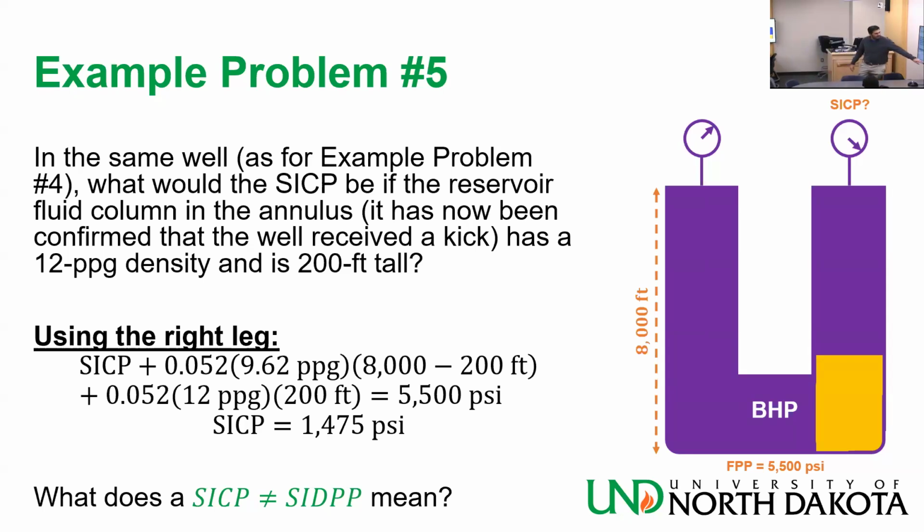Okay, what if the SICP is bigger than the SIDPP? What does that mean? It has a fluid with higher density. Yeah, which one is the oil, the formation fluid? The formation fluid has a higher or lower density? In this case, I said, what if the SICP is bigger than the SIDPP? It means the formation fluid density is higher than that of the mud. No, it means lower. It's lower because it means you need more pressure on the casing side to keep it balanced.